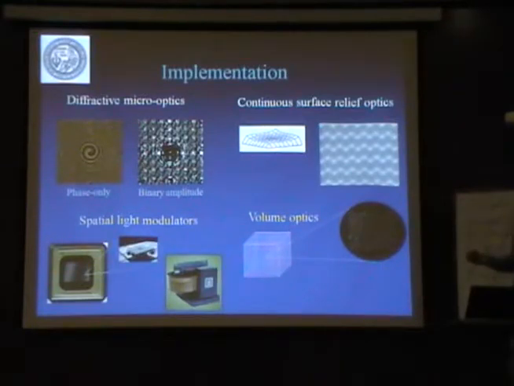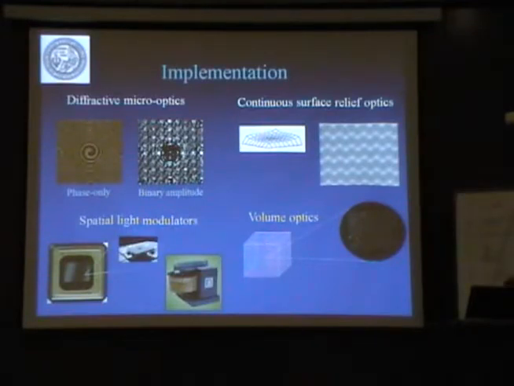So you can make these by lithography or laser writing. But you can also make a phase mask that has a continuous relief. That's called gray level lithography, where you can make a piece of glass with a continuous relief. You can use liquid crystals to modulate the light. So with liquid crystals you can modulate amplitude, phase, and polarization as well.